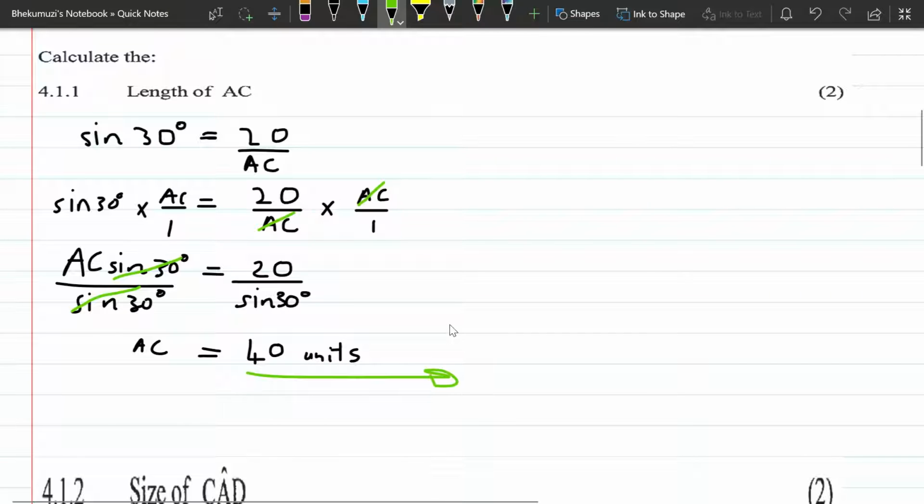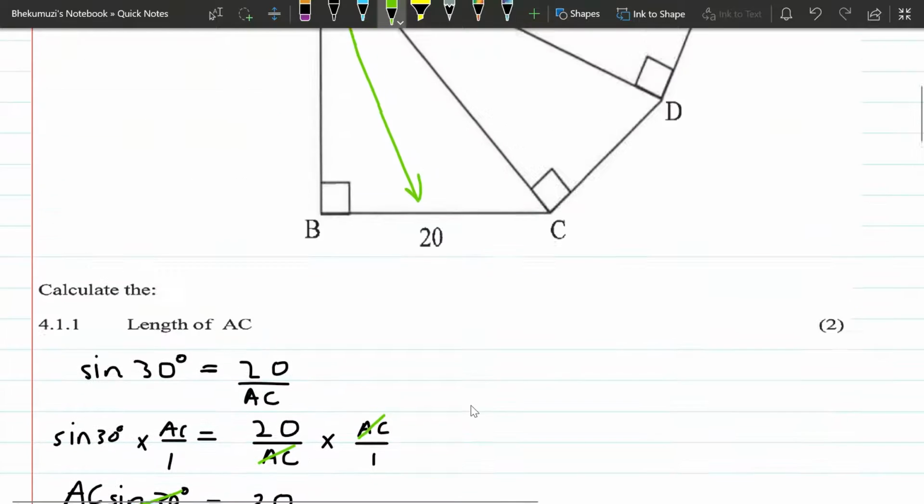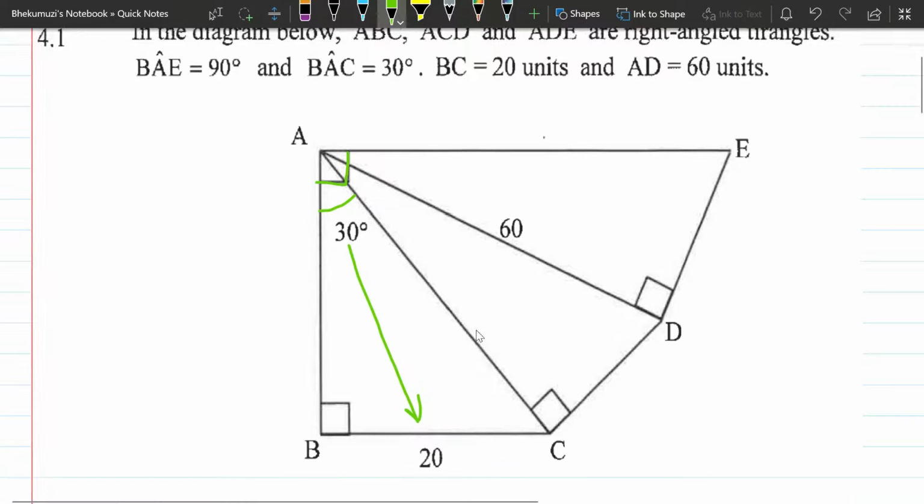Okay, and then they ask us in 4.1.2 the size of CAD. So the size of CAD, now they want the size of CAD. So they want the size of this one here. But remember, we did just find that AC is 40. Now, if you notice in this triangle, which is ACD, we have two sides and we are looking for an angle, which is CAD.